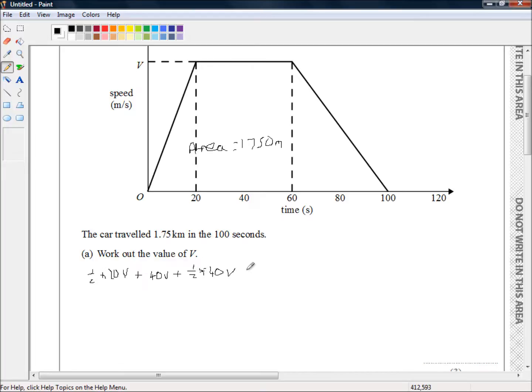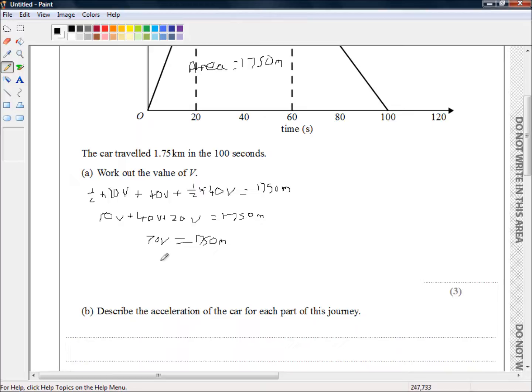And we know that all of that is equal to 1,750 metres, because we actually know what the area is. We may not know what V is, but we do know what the area is. So simplifying this, a half of 20 is 10, so that's 10V plus 40V plus a half of 40 is 20, plus 20V is equal to 1,750 metres. Well, 10 plus 40 is 50, and 50 plus 20 is 70, so 70V is equal to 1,750 metres.